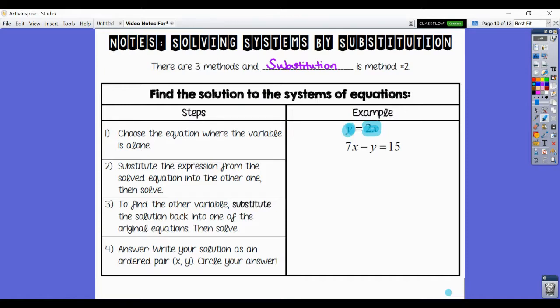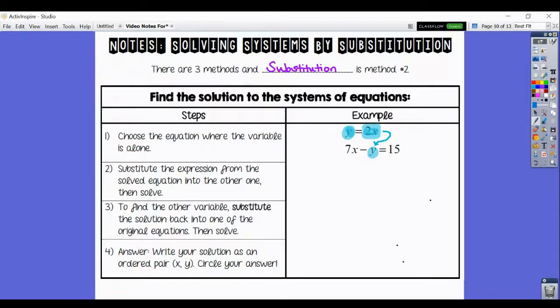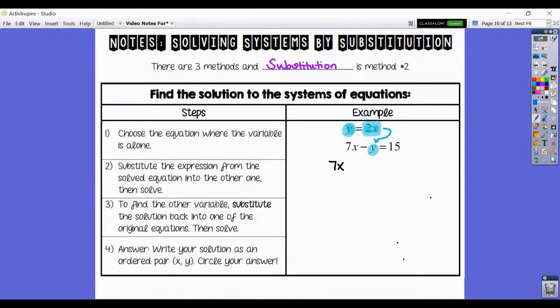Step number two is we're going to substitute the expression from the solved equation into the other one, then solve it. So that means that this 2x is going to replace where y is in my second equation here. Because again, I know y equals 2x, so I can substitute that expression specifically into y here.